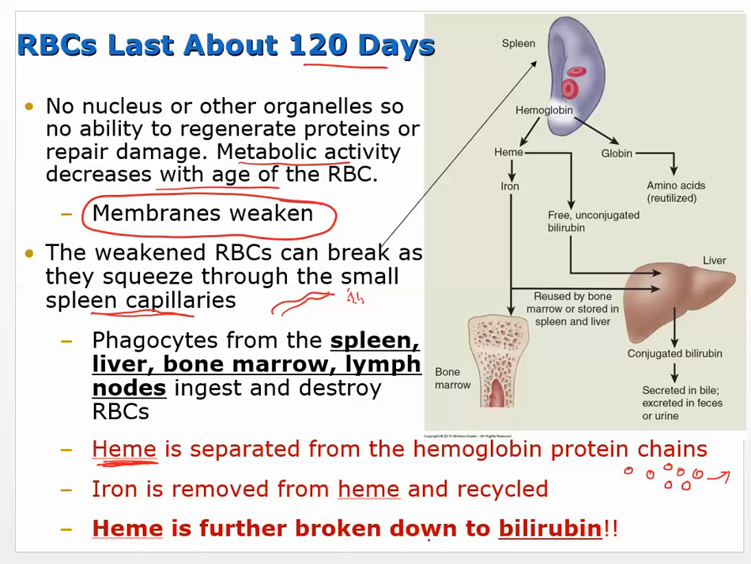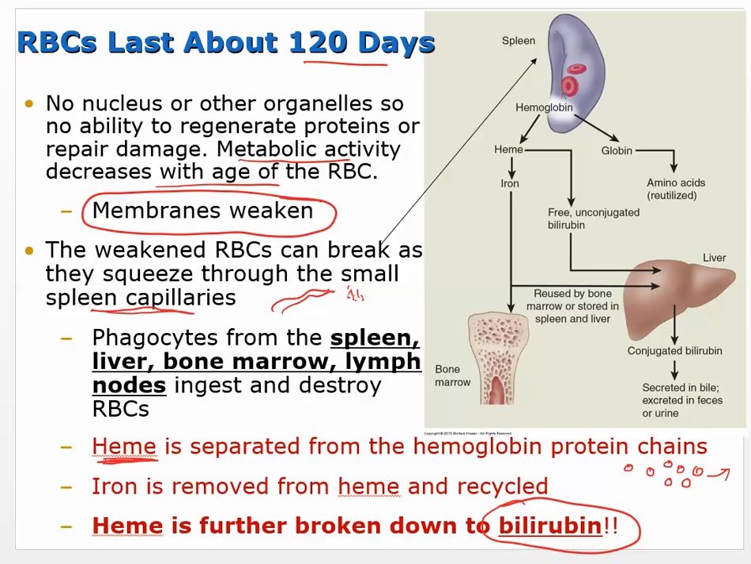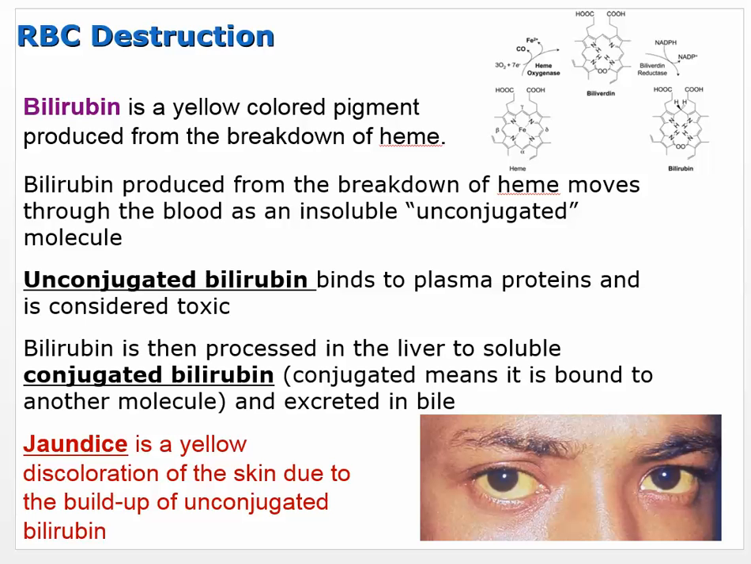But the heme is further broken down into something called bilirubin. Okay? So bilirubin is a yellow-colored pigment. A pigment just means that it can reflect colored light. In this case, it's yellow-colored. So bilirubin is a yellow-colored pigment. And this is the structure of bilirubin.